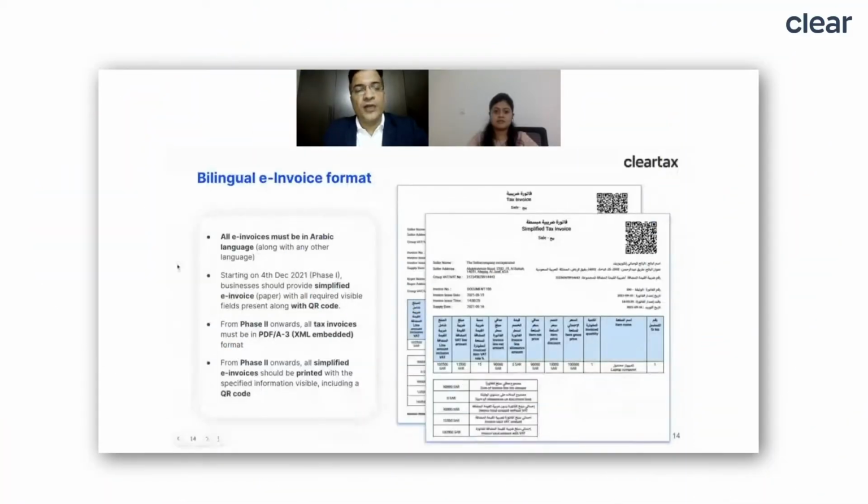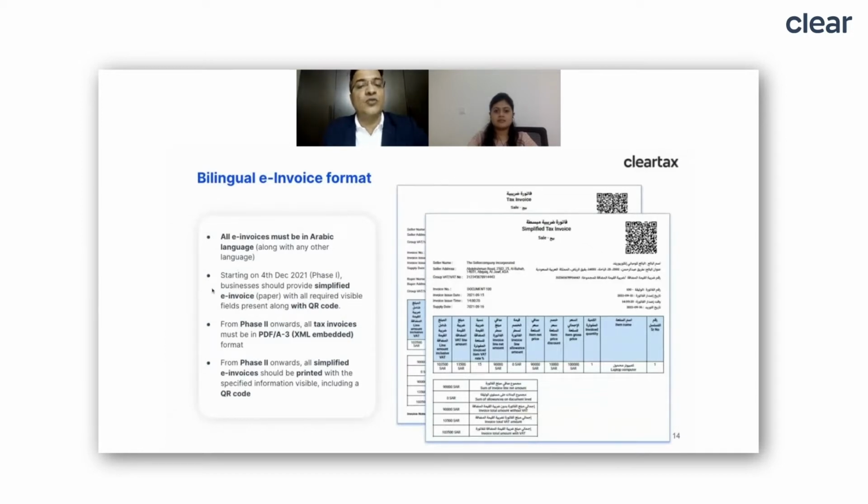Now again, point number two is the bilingual e-invoice format. People used to issue the Arabic invoice, English-only invoices, or the bilingual invoice. Now the government has made it clear that all e-invoices must be in Arabic. Any other language you can use, but that would be an additional language, and Arabic is a must.